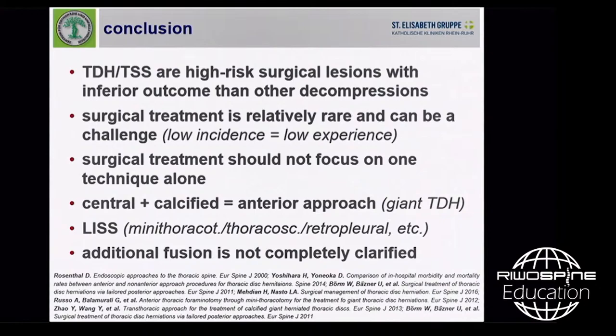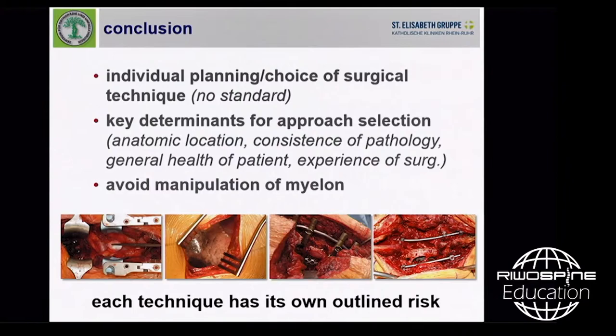We know from the literature that surgical treatment is relatively rare. That means low incidence, and also low experience, low technical experience for us as surgeons. We should be able to perform different techniques, maybe central calcified, more anterior or more transthoracic approach. The topic of additional fusion is not completely clarified. You have to plan every thoracic procedure anew in an individual way. Look for your approach, how to select the approach, and never forget, don't do anything with manipulation of the myelin.